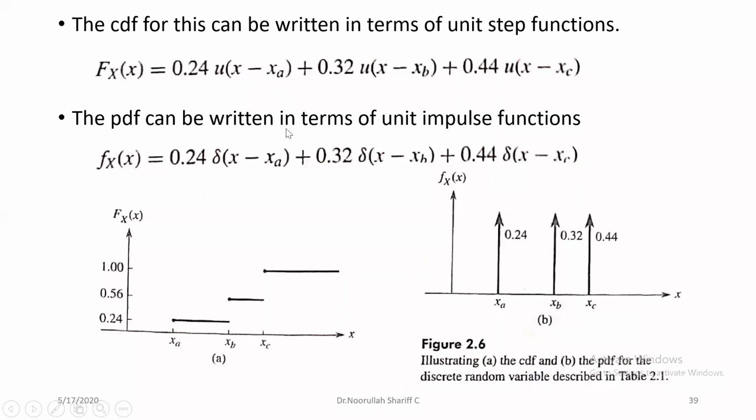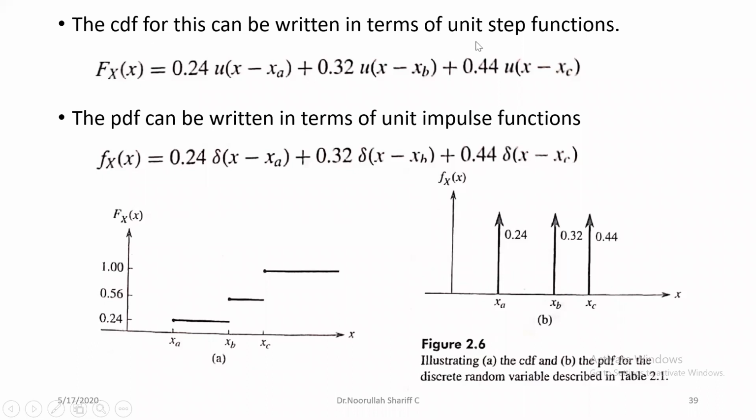The only difference is that they have the same 0.24, same 0.32, same 0.44, in both the capital Fx and small fx; only that here it is u, here it is del. That's the only difference. Now, fx(x) is very straightforward. At x equal to xa it is 0.24, at x equal to xb it is 0.32, at x equal to xc it is 0.44.